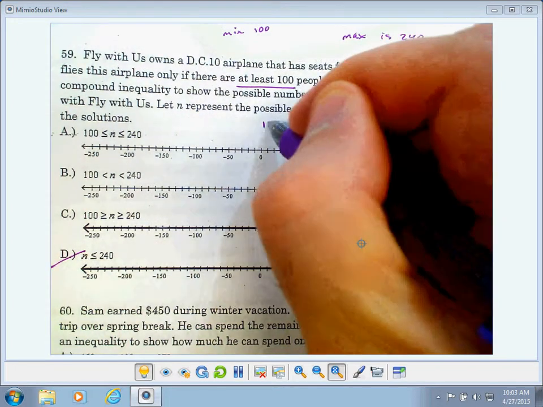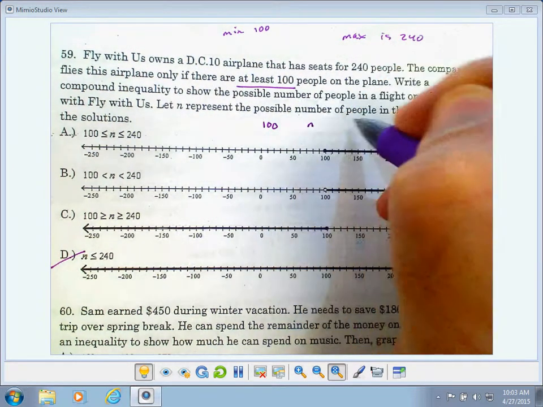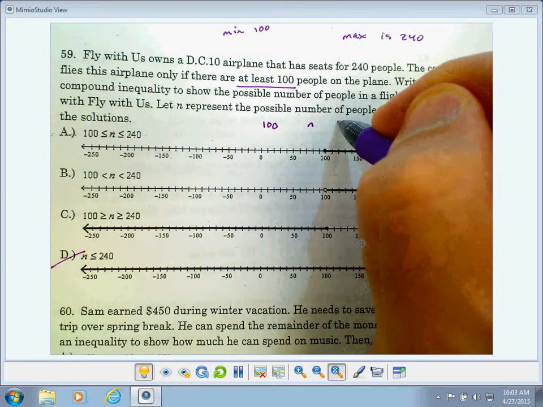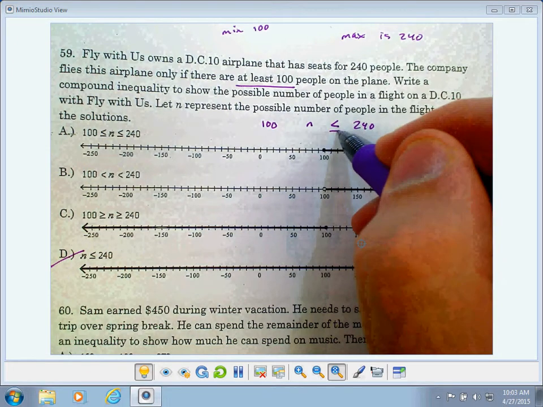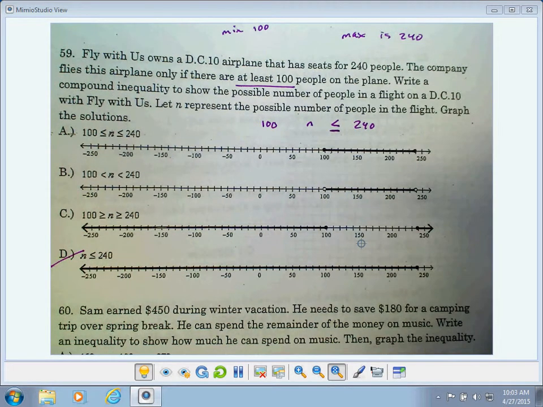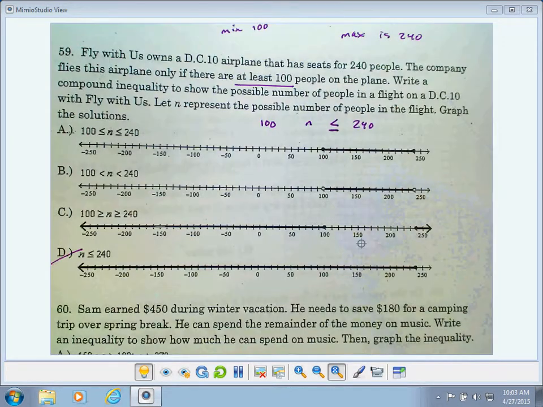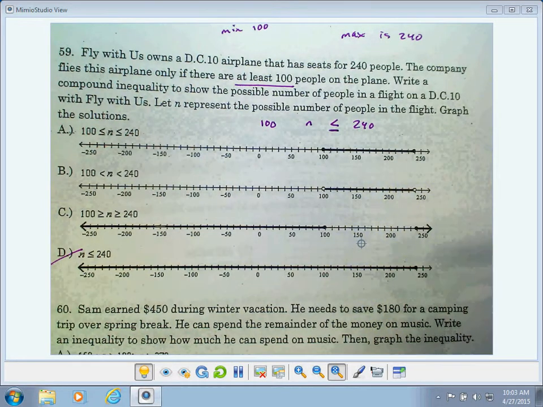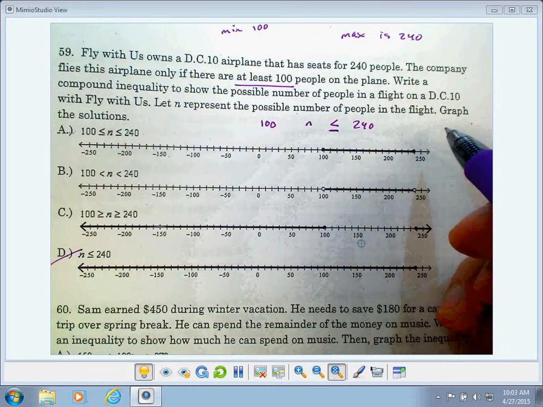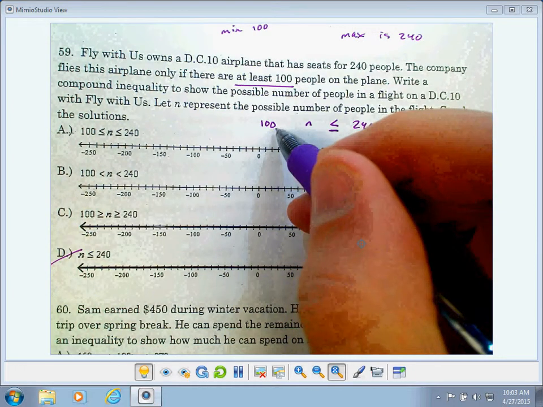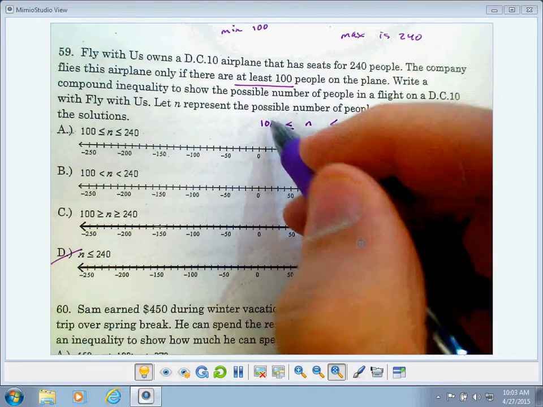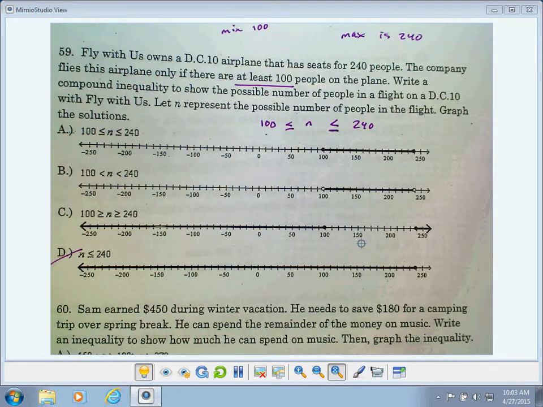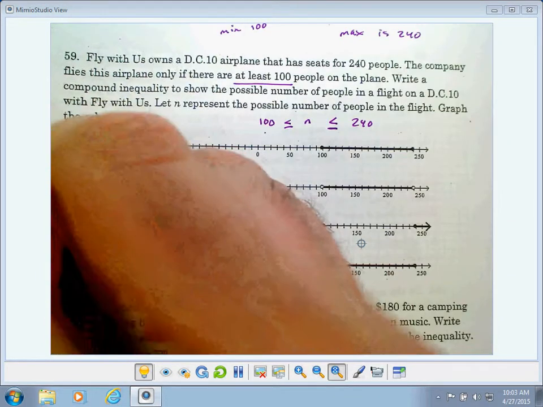Alright, let's think about it. So we're saying it's 100 and 240. We can be less than 240, but you could also have 240, so it's less than or equal to 240. And you can also have to be at least 100, so it means that n would have to be greater than or equal to 100, or in other words, 100 has to be less than or equal to n. So it looks like our answer is going to be A.